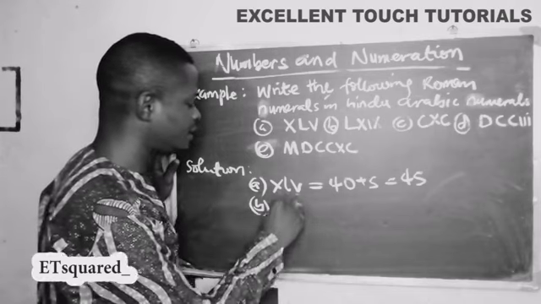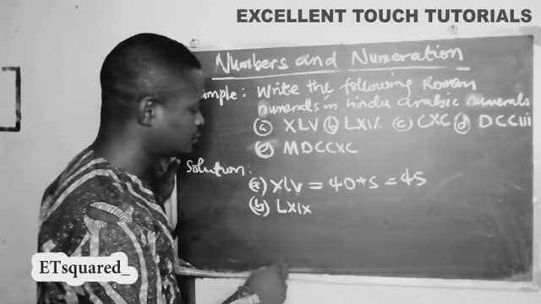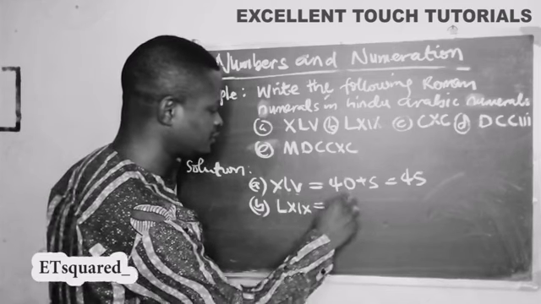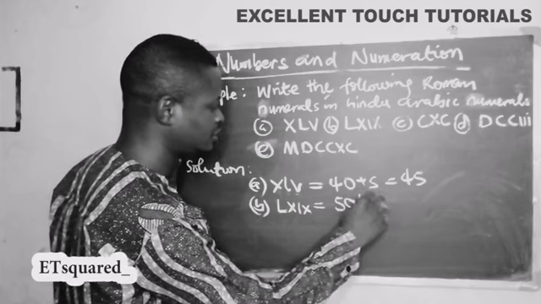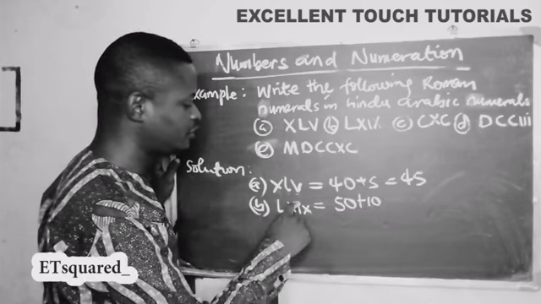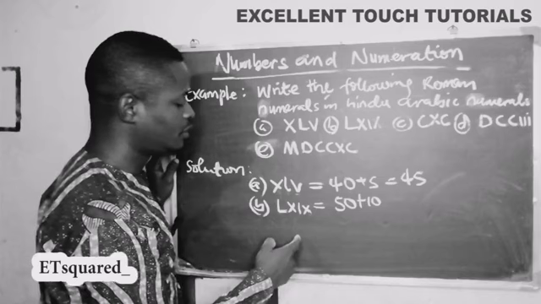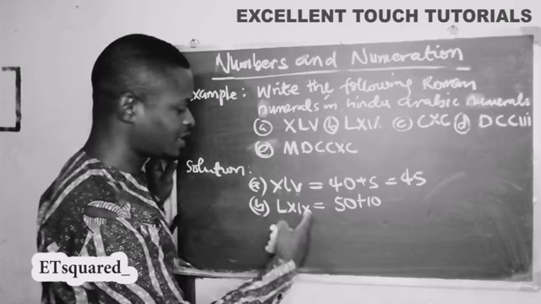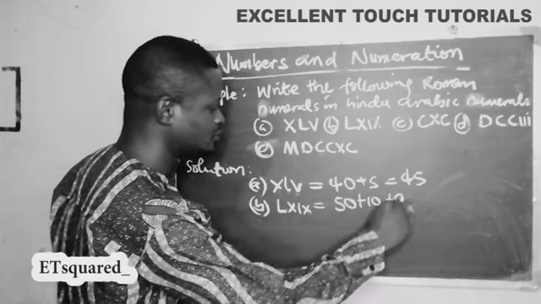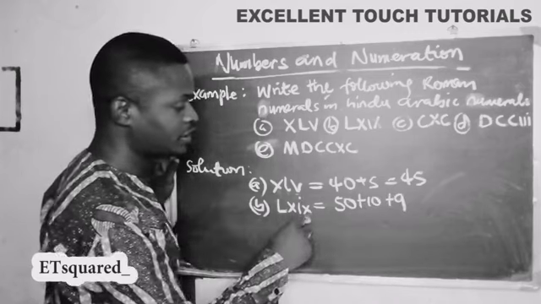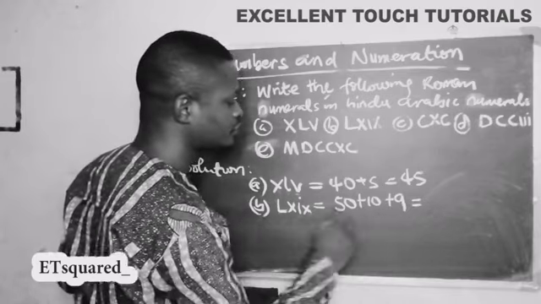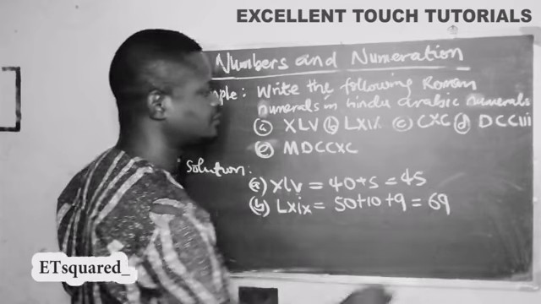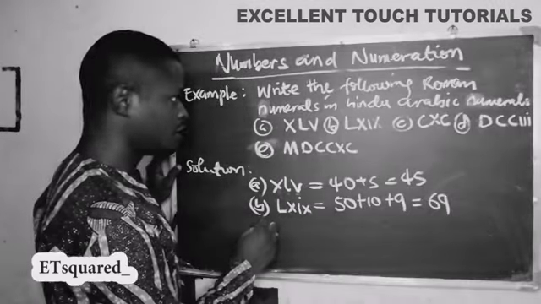So we have LXIX. Here we have L, which is 50, plus X, which is 10, plus IX. Remember I told you if a letter comes before another letter and that letter is less than the other letter, they are taken together. So IX is 9, not 1, then plus X. So this will give us 69. Is that clear?